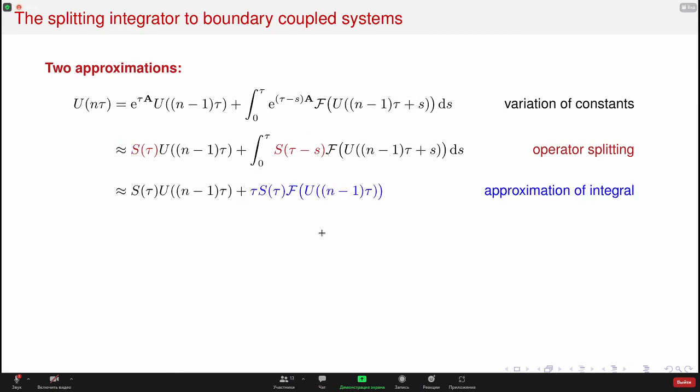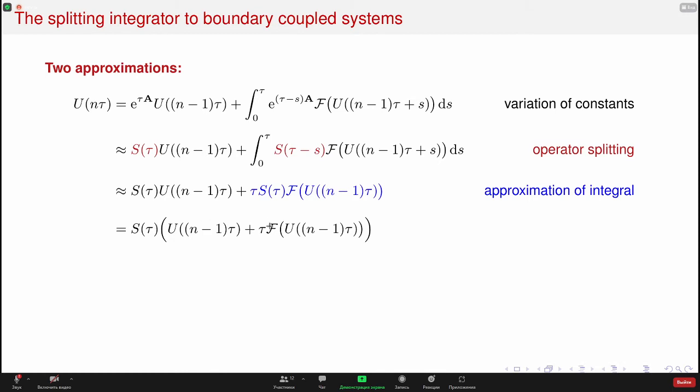How to approximate this integral? For example, we take the integral at 0. Then, yes, this is the length of the interval, and s equals 0 also here, and also here we have this blue term. You can see that S of tau appears in both terms. So this is our approximation. This is our numerical method.